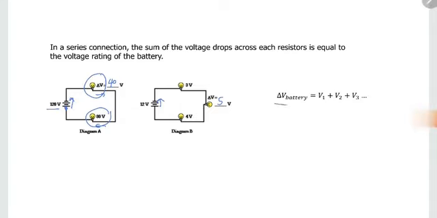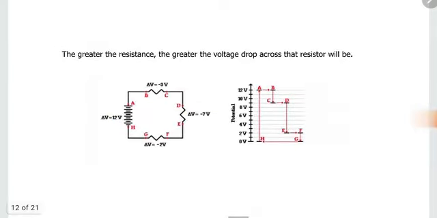That means the rating of the battery should be equal to the summation of the voltage drops along the external circuit. Okay, so if you add the voltage drop across these resistors, these devices, it should be equal to the rating of the battery. Remember as well that the greater the resistance of a certain device or resistor, the greater the voltage drop that will also happen across that resistor.